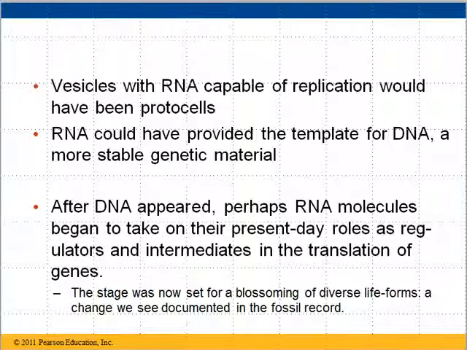After DNA appeared, RNA perhaps began to take on more of what we consider its present-day role as a regulator or kind of an intermediary in the translation of genes. So in taking the information from the DNA and passing that information to the various protein synthesis materials such as the ribosomes. So now, once we have these protocells and we have the ability to reproduce and we have metabolism and we have differences within these cells that can be acted on by natural selection, you have the stage kind of set for the blossoming of various life forms.